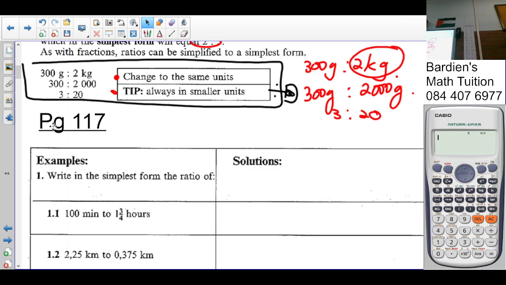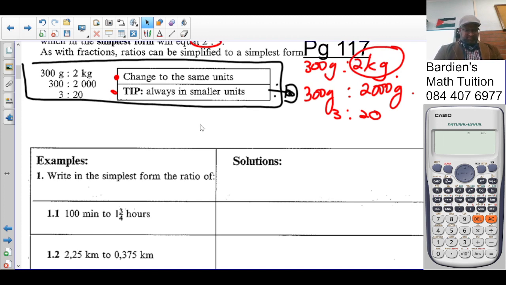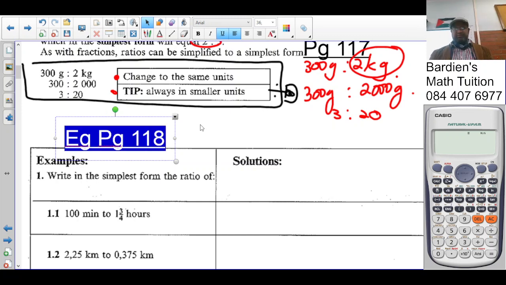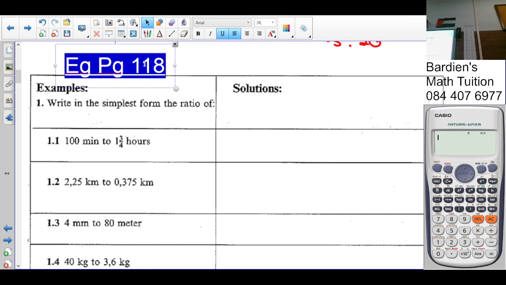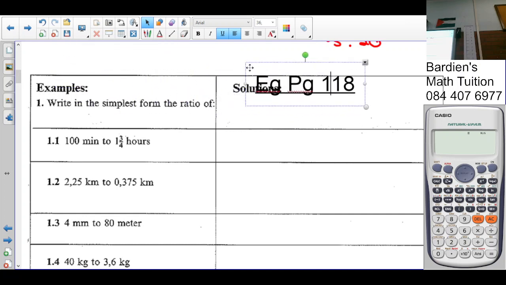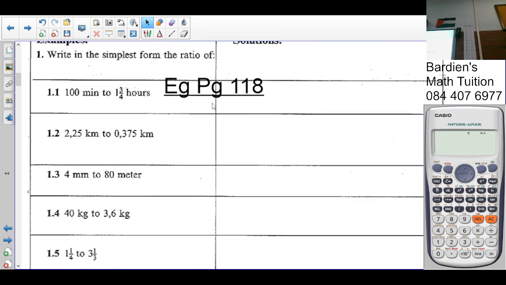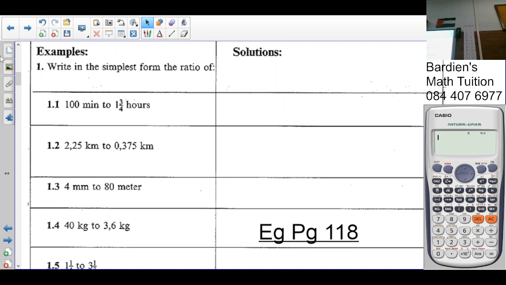So now we're looking at the examples on page 118. We're going to look at this table of examples here, page 118.